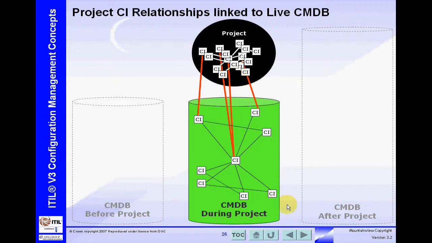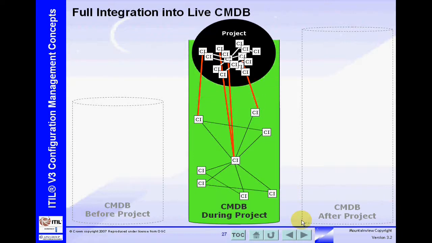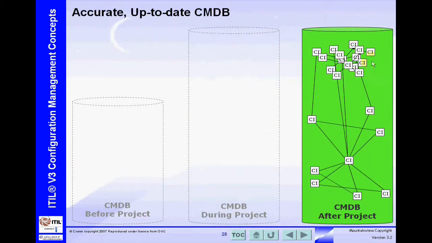And if we can do this during the project, then clearly, once the project is implemented and in production, all of the relationships, the attributes, are all under control, and we don't have to try to figure it out after the project team hands it over to us.